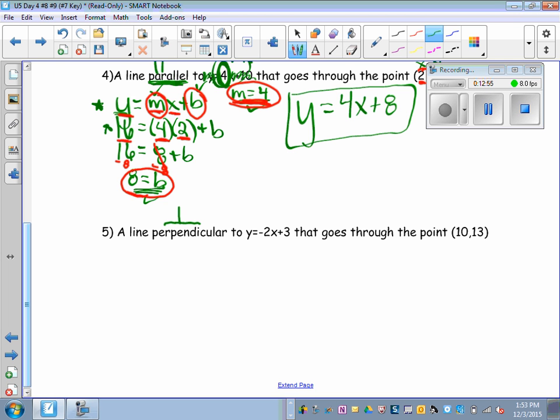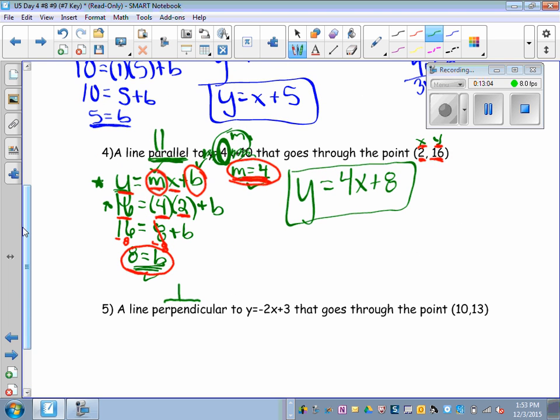Good, opposite and reciprocal. So that means flip and switch. Alright? So parallel, it stays the same. Maybe something you can use to help you out is you see in parallel, you have two L's next to each other. It's the same thing, LL, so same slope. Perpendicular, we have opposite and reciprocal.